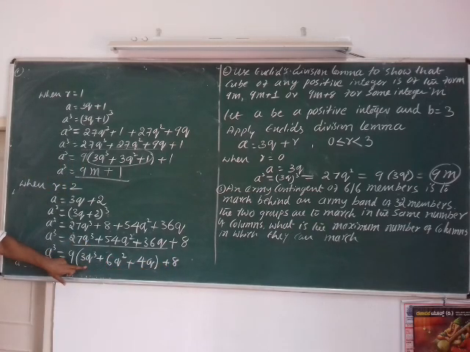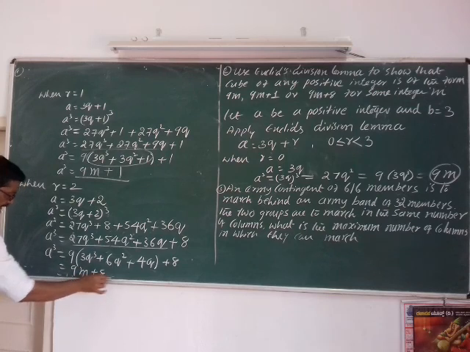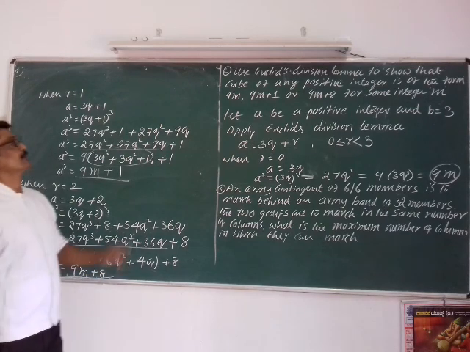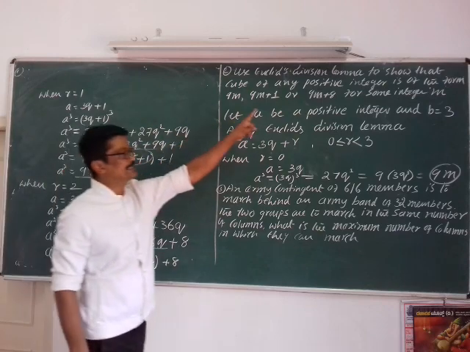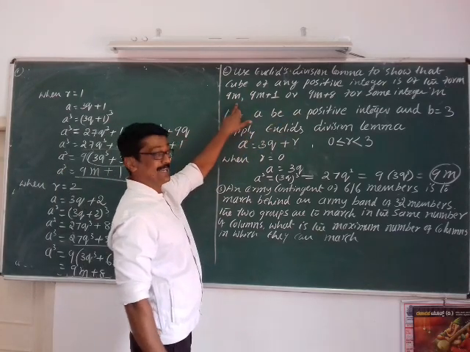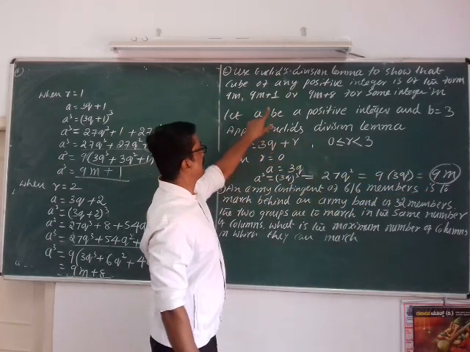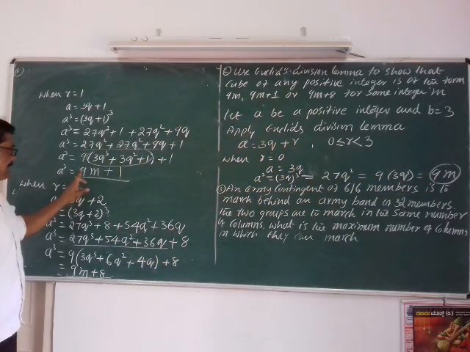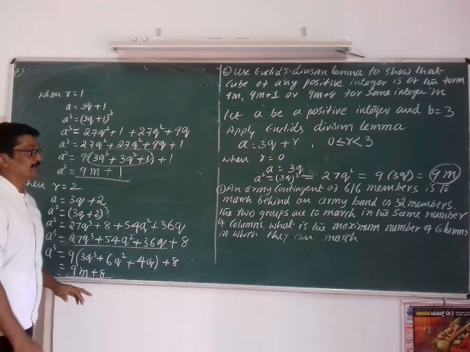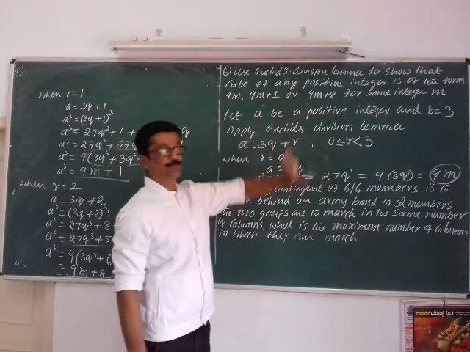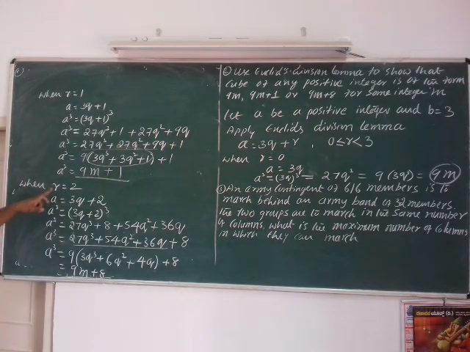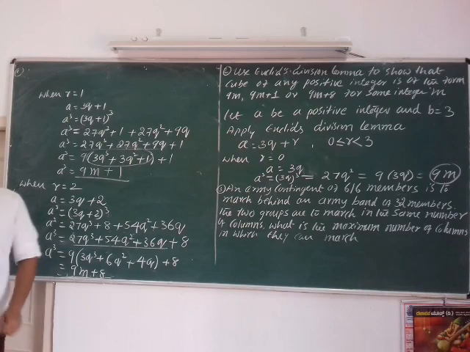Let me consider this term as m. So it becomes 9m plus 8. The cube of a positive integer is of the form 9m, 9m plus 1, or 9m plus 8. Here this one is of the form 9m plus 8.